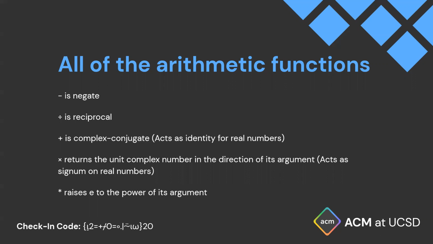It takes the conjugate of whatever complex number or array of complex numbers. Times returns the unit complex number in the direction of its argument. It takes a complex number and normalizes its length so that it's of length 1, or it just does nothing if it's a real number, I believe. And asterisk raises e to the power of its argument. So instead of multiplication like you'd normally expect, it takes e to the power of whatever's on the right. And if you have 2 operands, it will take the left side as the base and the right side as the power, I believe. So yeah.